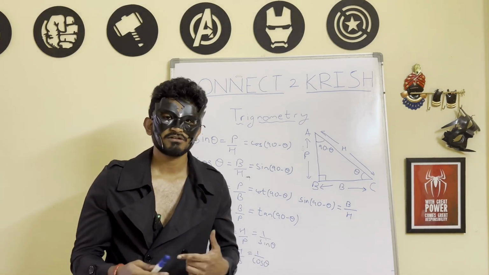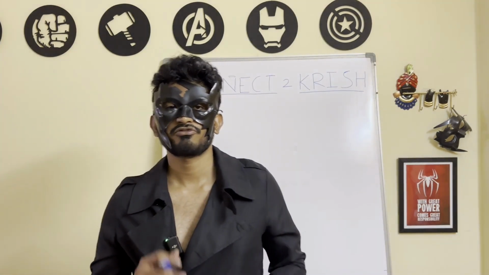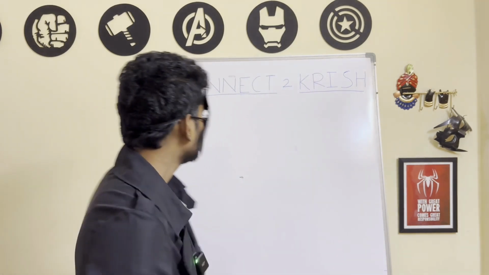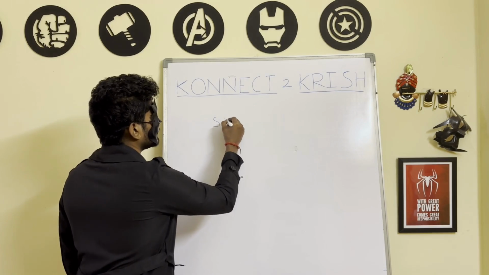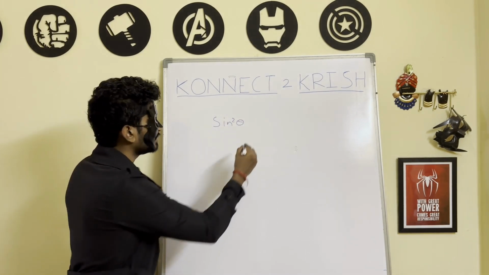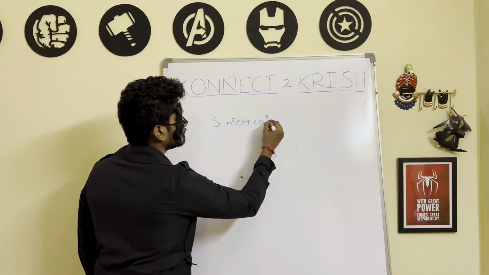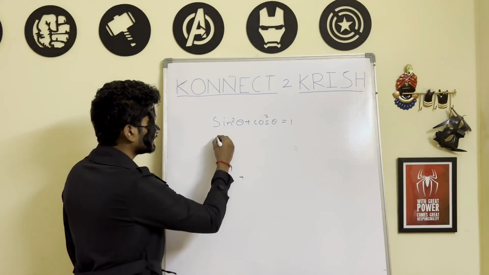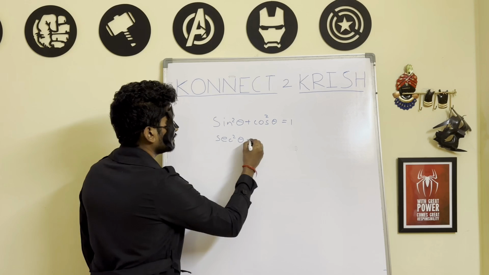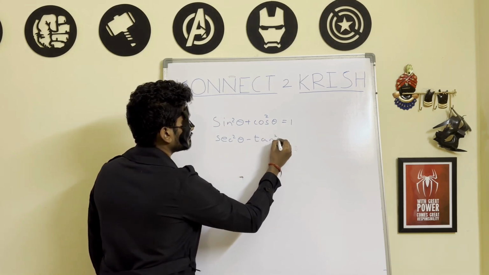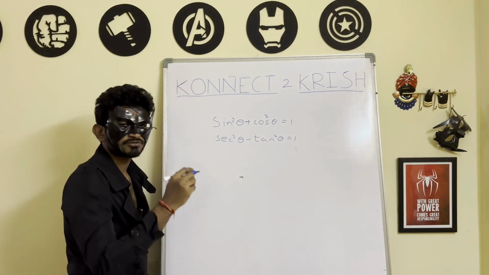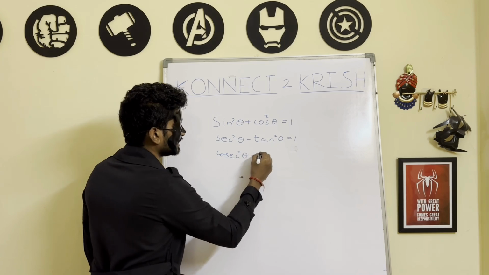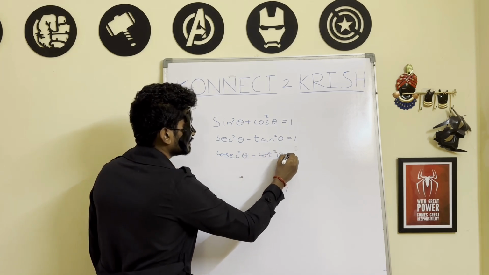Next we will be dealing with identities. Guys, you need to remember a few basic formulas which I will be using to solve questions also. For example, sin square theta plus cos square theta is equal to 1. The second formula is secant square theta minus tan square theta is equal to 1. The third formula is cosecant square theta minus cot square theta is equal to 1.